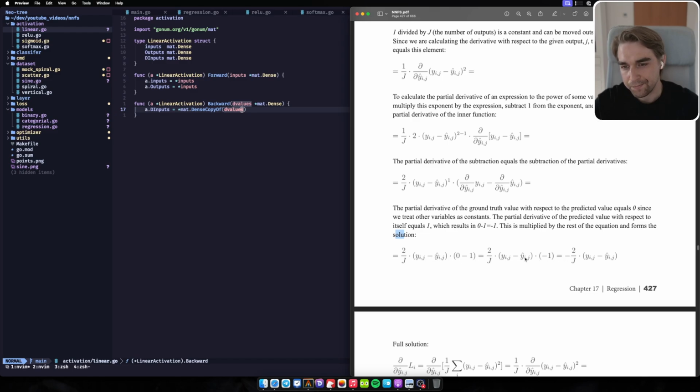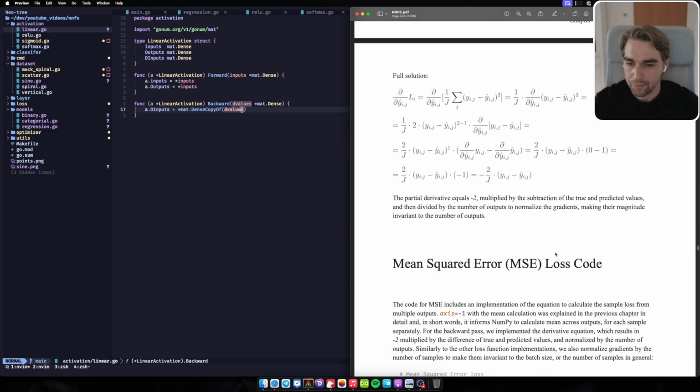Okay. I'm interested, why not just put this minus inside? I mean, it will be the same. You just change it, so it will be predicted minus target value multiplied by 2 divided by j. That's it. Okay. The partial derivative equals minus 2 multiplied by the subtraction of the true and the predicted values, and then divided by the number of the outputs to normalize the gradients, making their magnitude irrelevant to the number of the outputs.